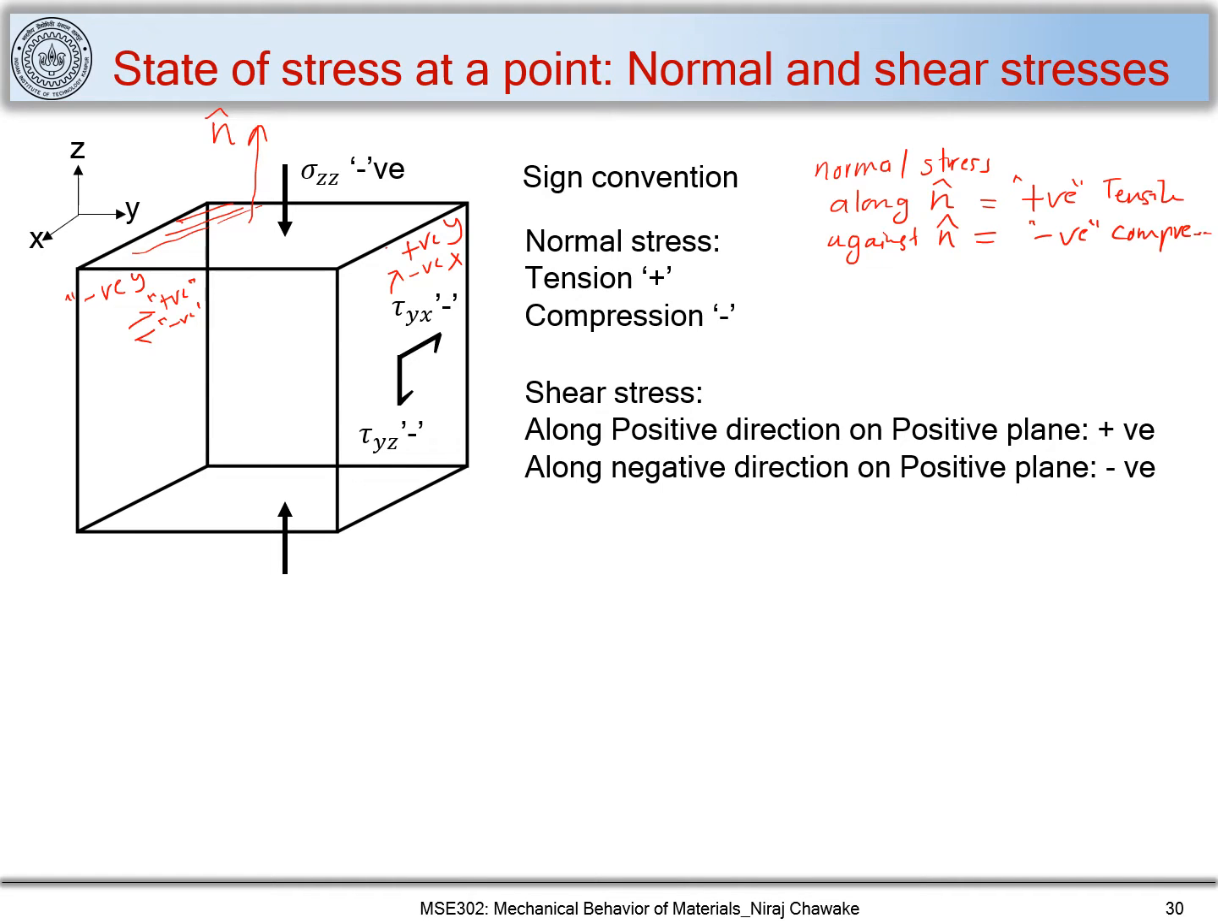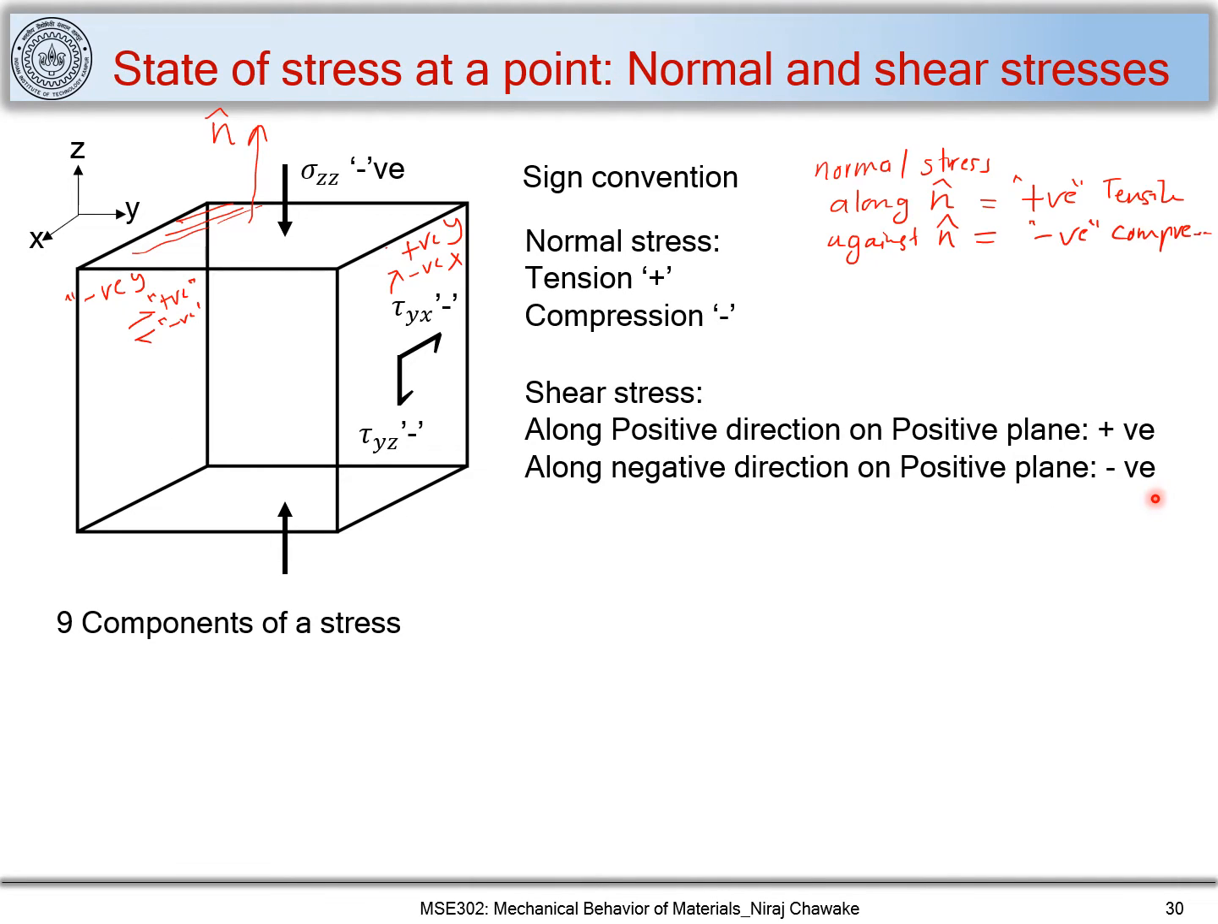There is another way of looking at it, we'll come to it in the upcoming slides also. As of now, you can see that the sign convention for shear stresses is: if it acts along positive direction on a positive plane, it will be positive. If it acts along a negative direction on a positive plane, it will be negative.